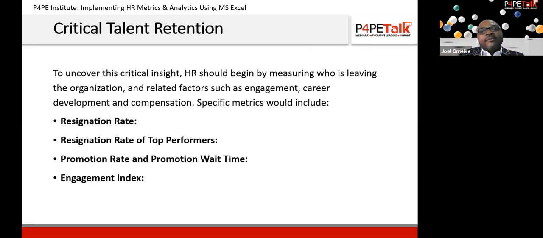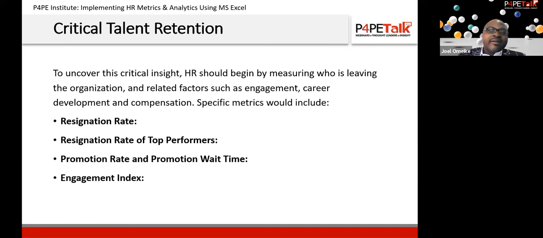When you're measuring engagement, there are 5 points on the engagement continuum. There are those who are actively engaged and those who are actively disengaged. What percentage of your workforce is actively engaged? And what percentage is actively disengaged? There are those who are engaged and there are those who are disengaged. And there are those who are neutral. So actively engaged, engaged, neutral, disengaged, actively disengaged. Those are the 5 points on the engagement index.